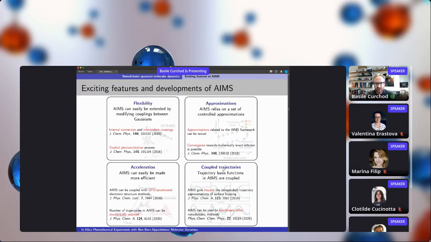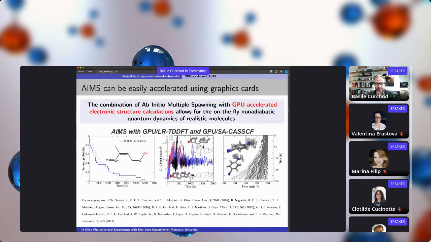And the method being based on on-the-fly calculations, we can easily couple it, for example, with graphics cards to make the calculation faster. So we've, for example, been playing a lot with some real-size molecules using GPU-accelerated electronic structure calculations within this ab initio multiple spawning. For example, this dimethylaminobenzonitrile molecule here, provitamin D, or here an atmospheric molecule. So we have a lot of work going on in atmospheric chemistry here.